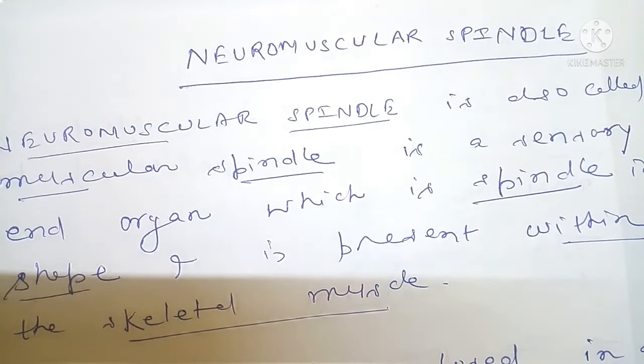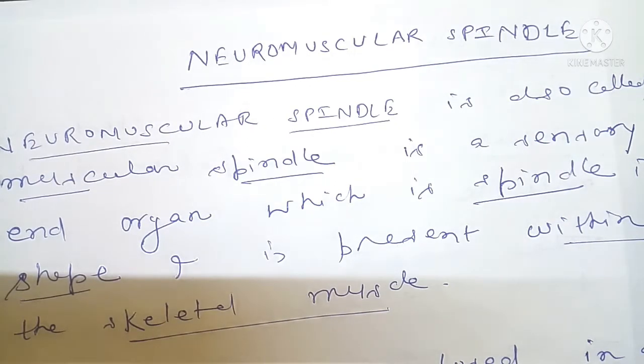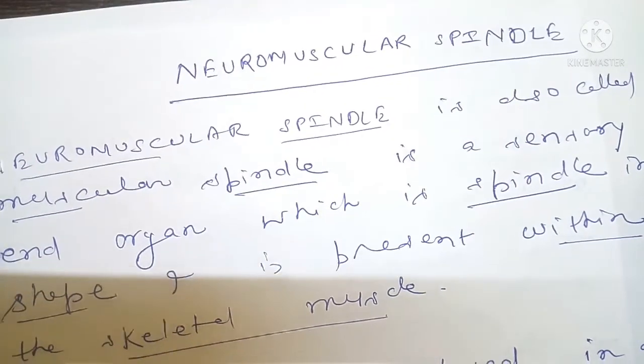What is the neuromuscular spindle? It is also called the muscular spindle, and it is a sensory organ. It is a sensory organ which is spindle shaped and is present within the skeletal muscles.